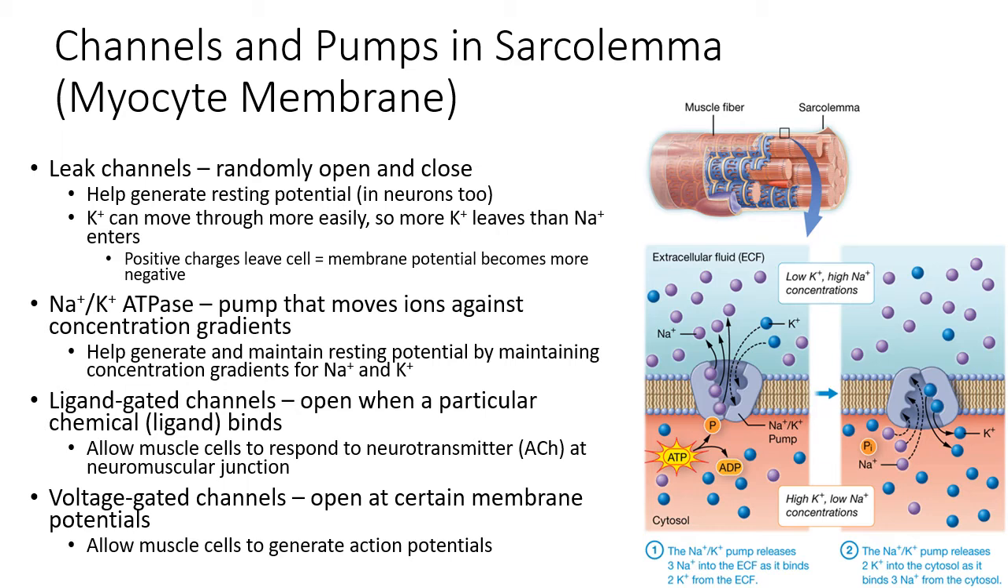The last 2 types of channels are involved with the muscle contractions themselves. So you have the ligand-gated channels. Those are important for the excitation phase of muscle contraction. They would be opening in response to binding of a neurotransmitter. So you find those channels at the neuromuscular junction, and they respond to acetylcholine released by a motor neuron onto the muscle. Then you have the voltage-gated channels. Those are responsible for action potentials. So those are important for the excitation-contraction coupling phase of muscle contraction.